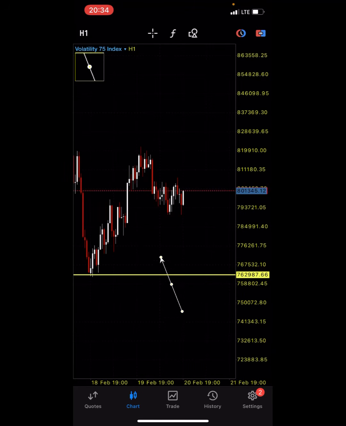That means, trader, let me give you an expo. That means whenever price comes back here in the nearest future, what do you think is gonna happen? What do you think is gonna happen?